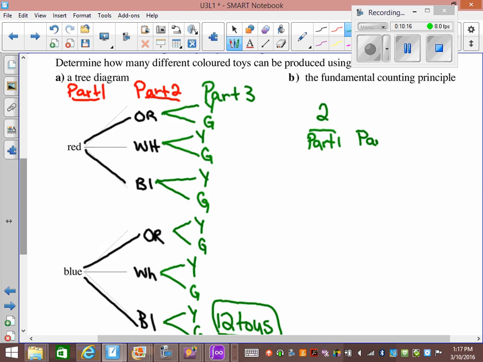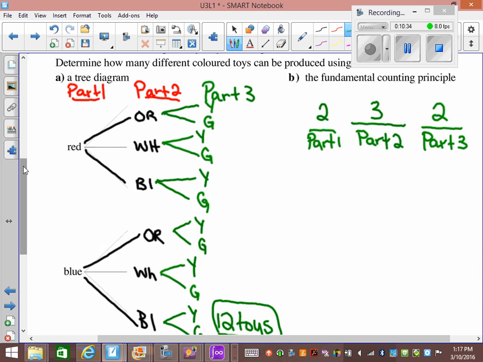Part 2 has orange, white, or black, so 3. And then part 3 has yellow or green, so 2. And what do we always do with these numbers when it's the parts to make a whole? Multiply. Now this is another thing to note.